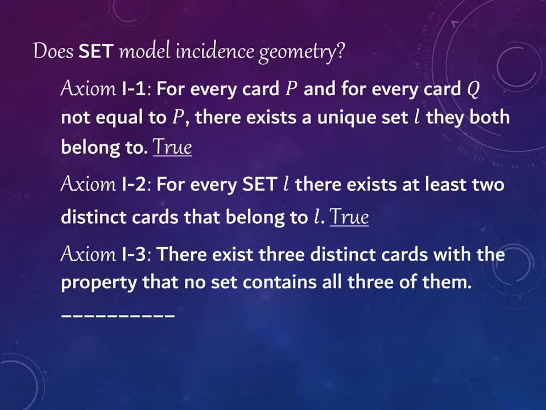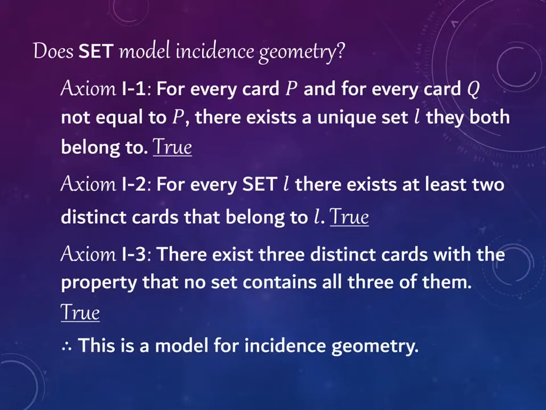Okay? So for sure this one satisfies. This one's easy to argue that this satisfies as well, right? Yeah, lots of options there. So since these 3 axioms hold, this is in fact a model for incidence geometry.